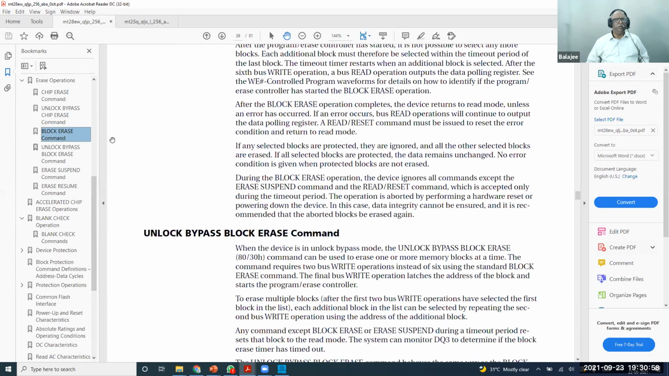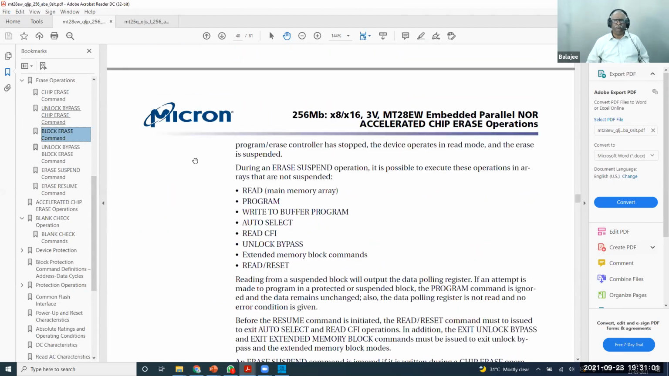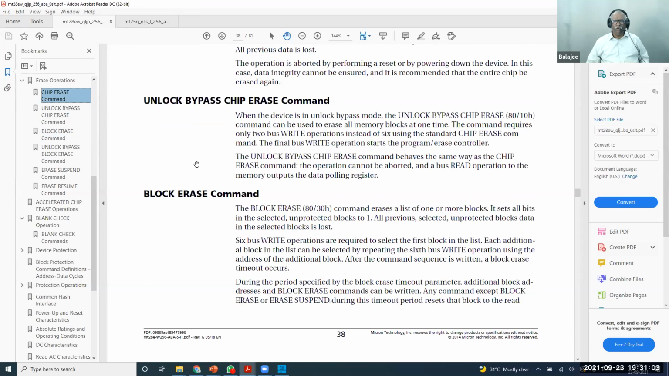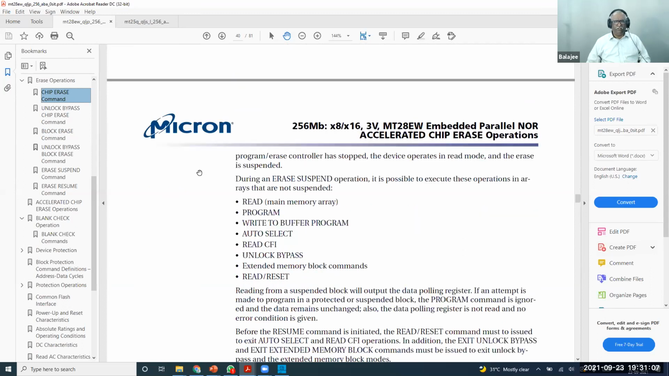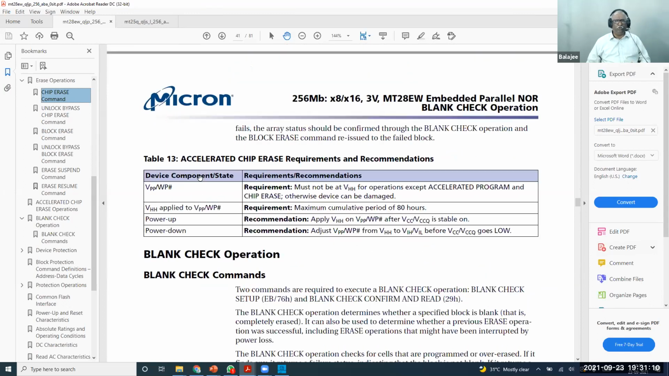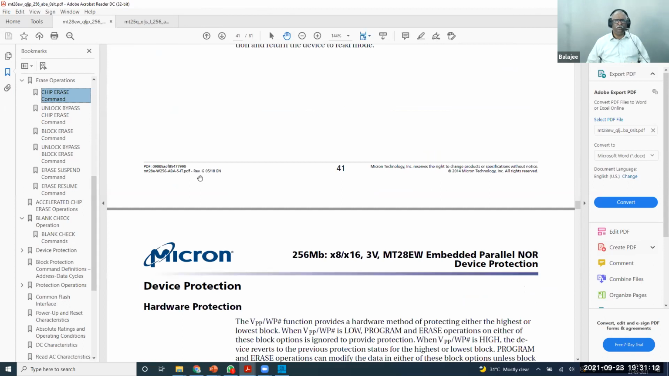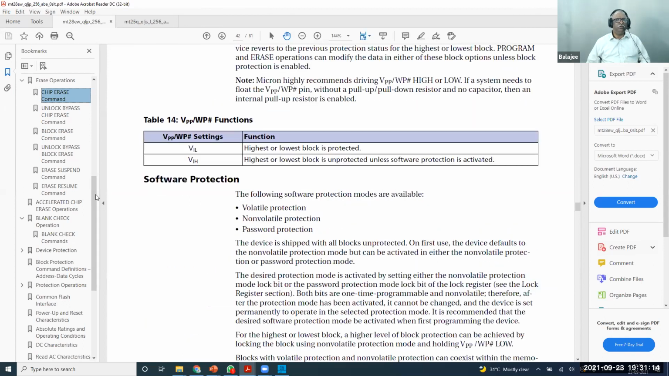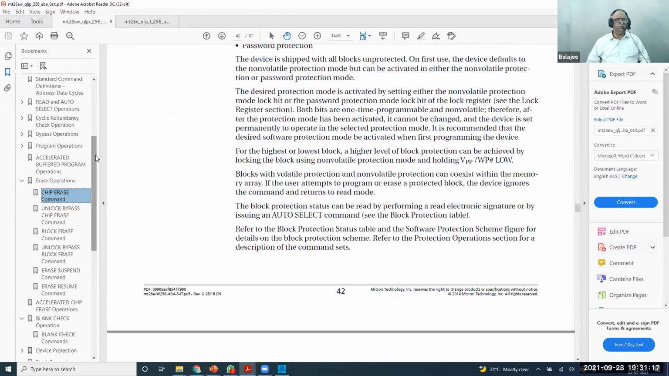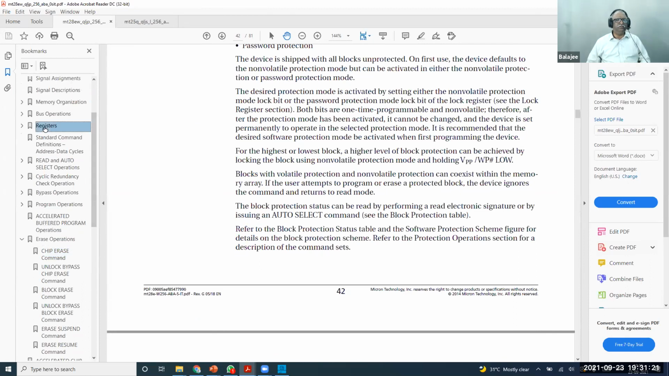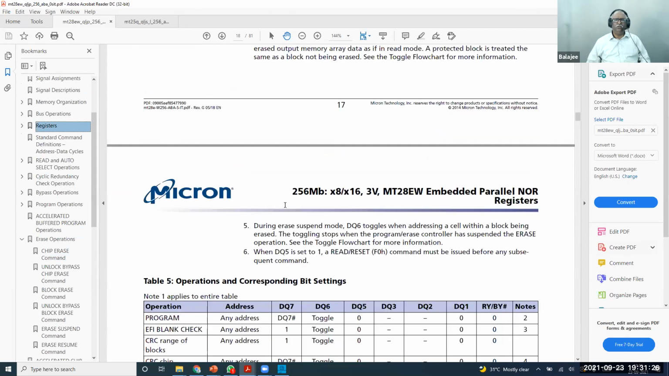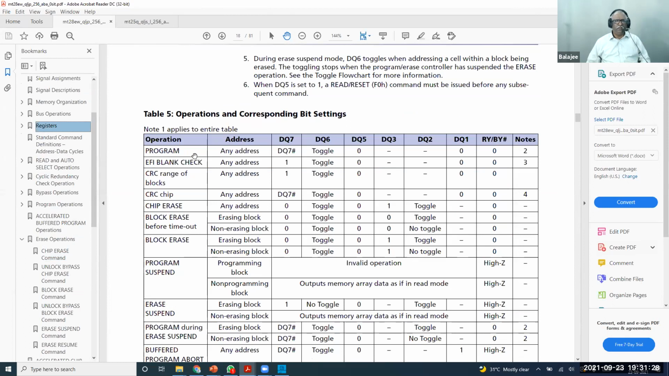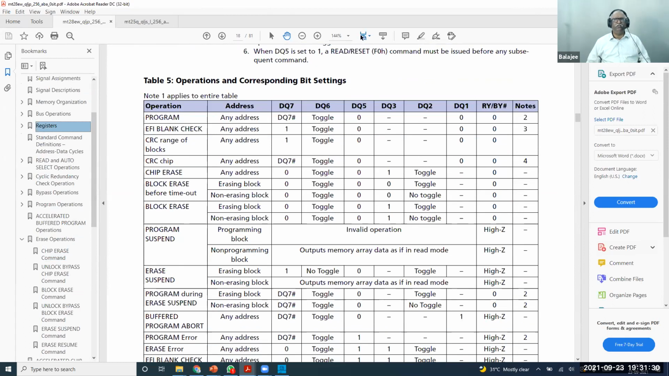All the commands, the chip erase command. There you will see that a table will be given. In the table, they will tell you all of it. We'll discuss about that. I'll show you the commands also. Where are the commands? Commands. Registers. See here, these are the things you're supposed to give.